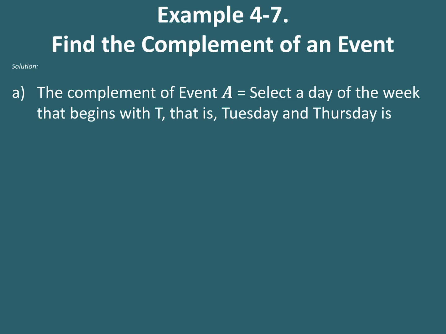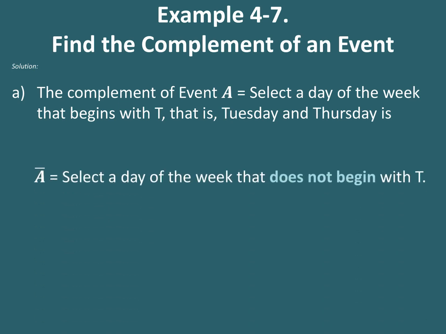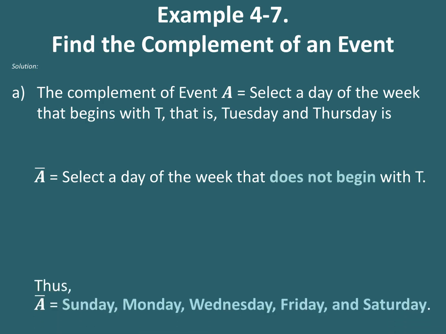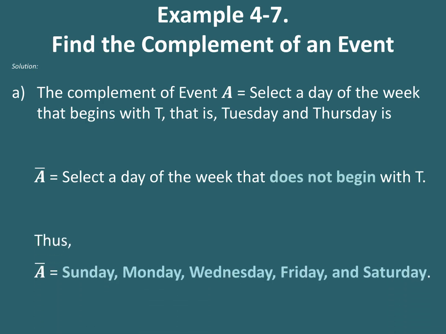Find the complement of an event. Let's find the complement of event A, and let's let event A be a day that begins with T, that is Tuesday and Thursday. Therefore, the complement to event A will be a day of the week that does not begin with T. Therefore, A bar or A complement would be Sunday, Monday, Wednesday, Friday, and Saturday.